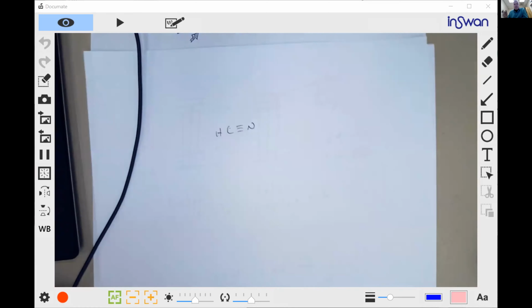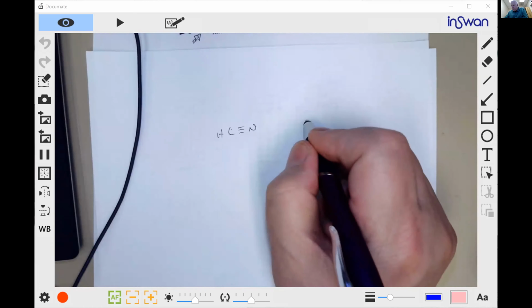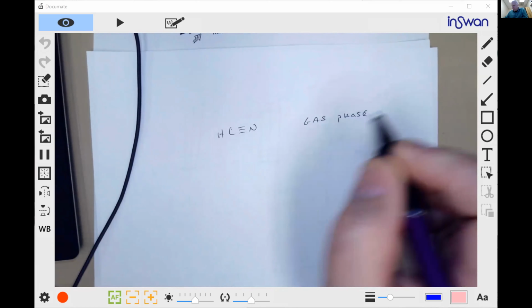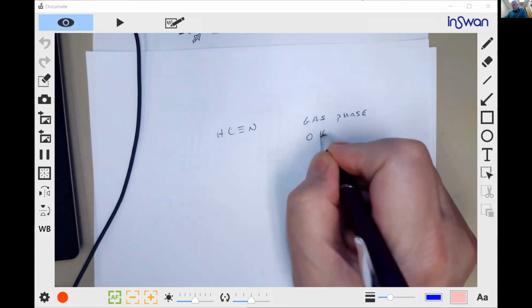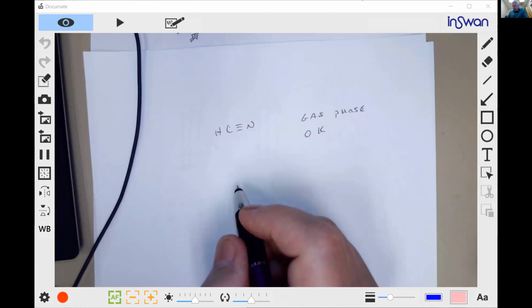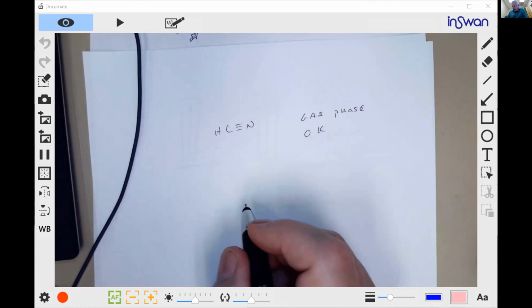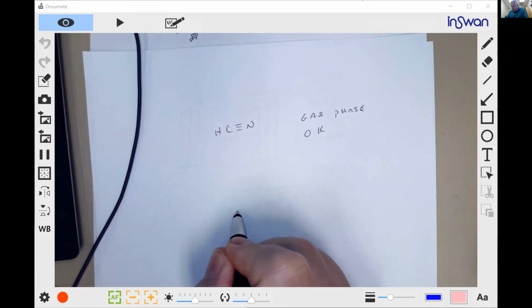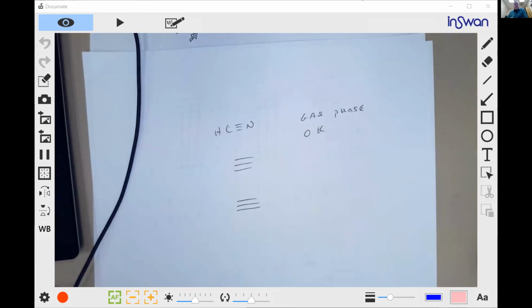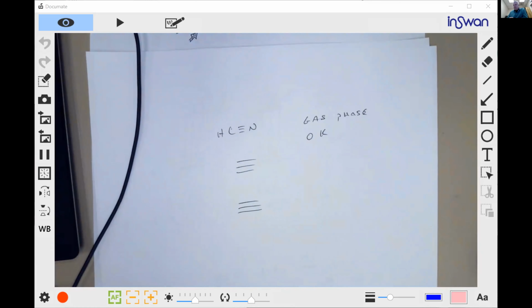HCN maybe. So make it neutral, right? And now we've got this guy in the gas phase at 0 Kelvin, make it cold. And let's just say a simplified electronic energy diagram looks like this, what I always draw.